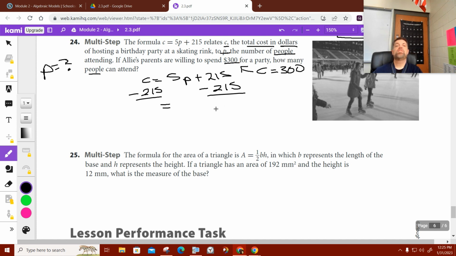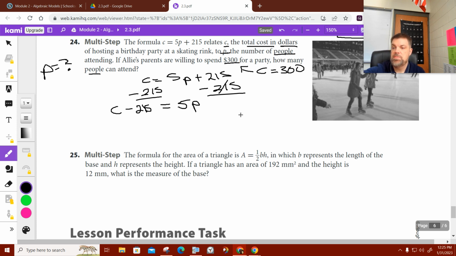Do me a favor and grab a board and a marker and an eraser for me real quick, and then I'll show you what I mean. So what you should have is C minus 215. These will cancel, and that's set equal to 5P. Okay?